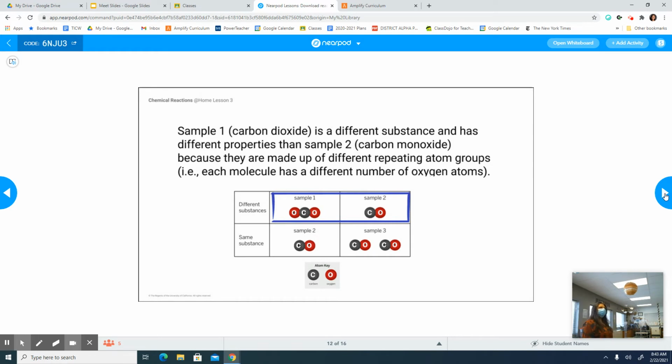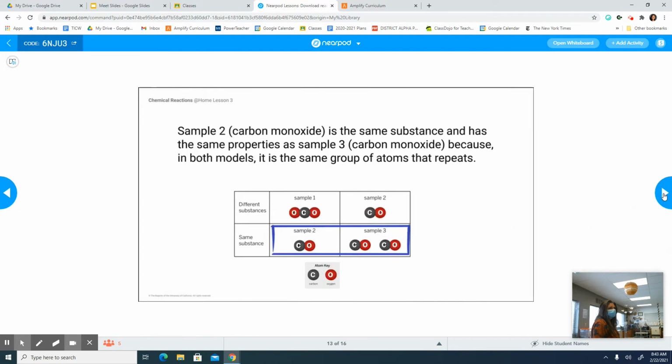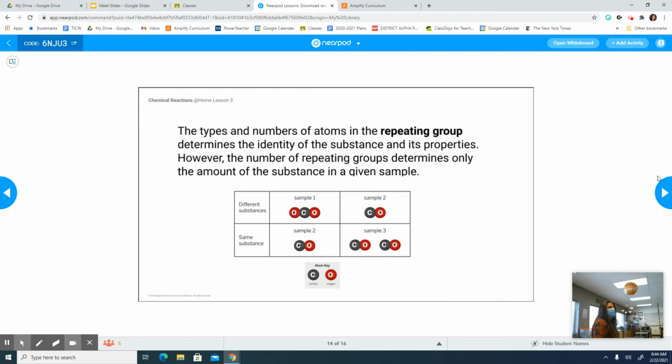Sample 1 is carbon dioxide, a different substance, and has different properties than sample 2 because they're made up of different repeating atom groups. Whereas 2 and 3 are the same because it's made up of the same group that repeats. The types and numbers of atoms in the repeating group determine the identity of the substance. So whatever it's made up of and however many there are, and its properties.